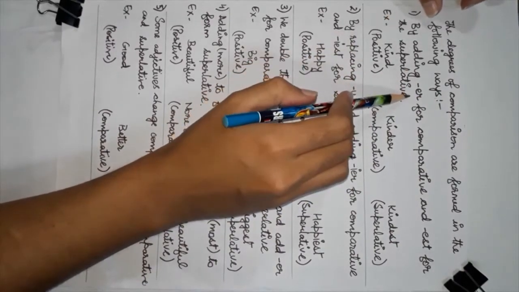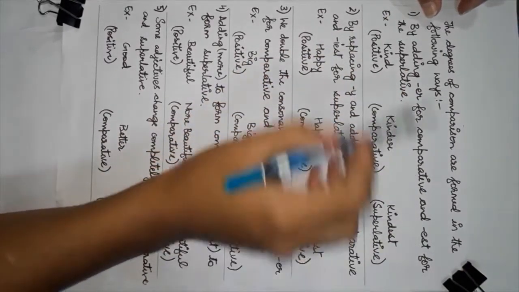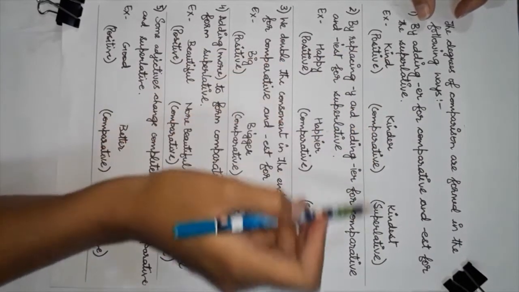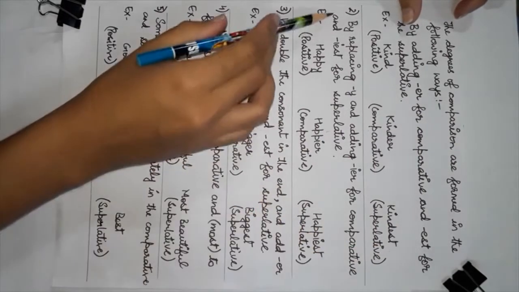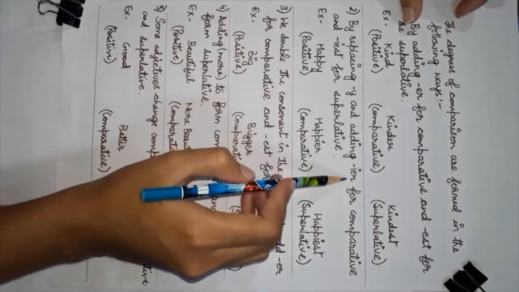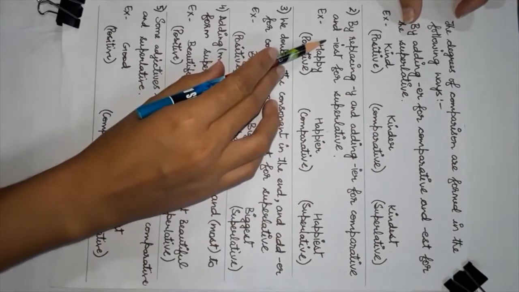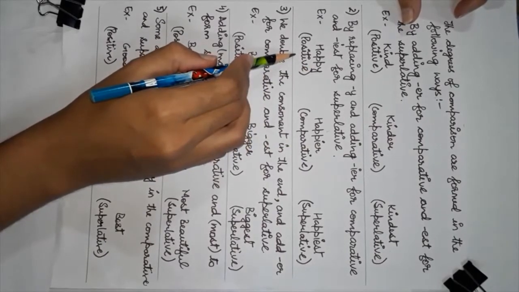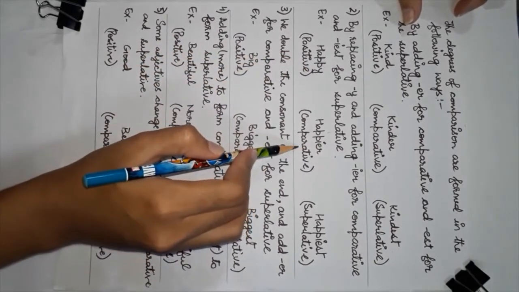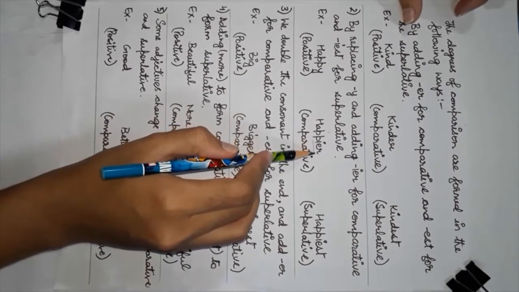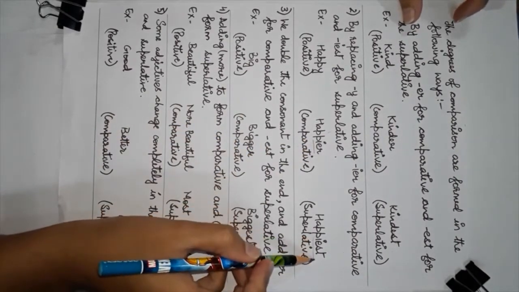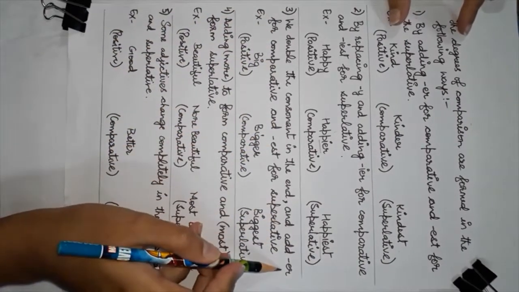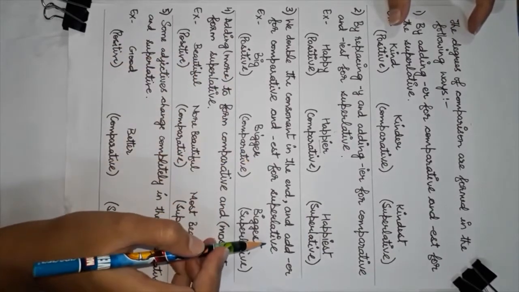First, by adding er for the comparative degree and est for the superlative, as discussed above. Kind is the positive, kinder comparative and kindest superlative. Second, by replacing y and adding ier for comparative degree and iest for superlative degree. For example, the word is happy, so it will be in the positive degree. If we make it comparative, we add ier and in superlative iest.